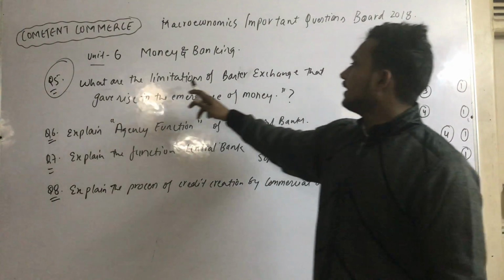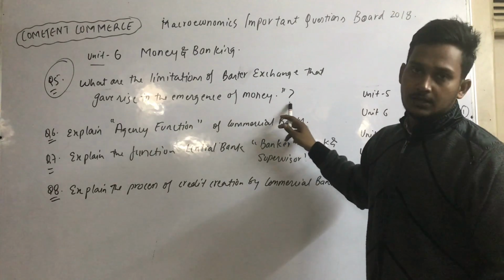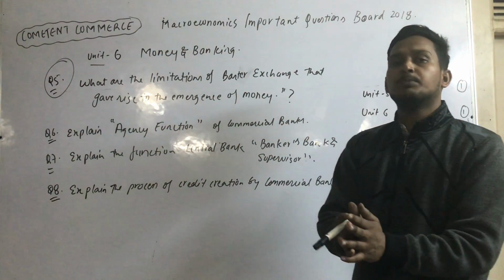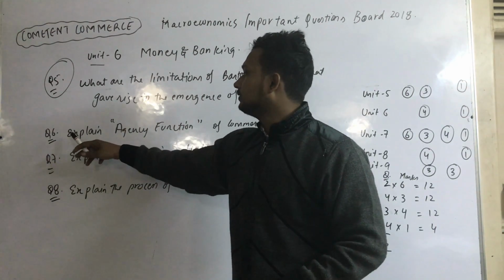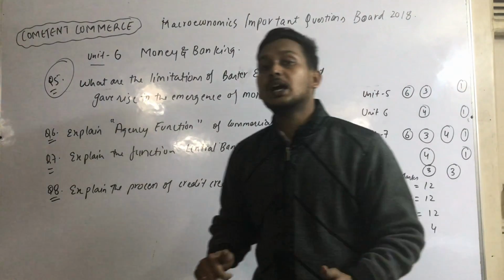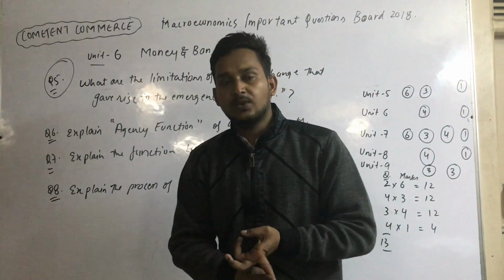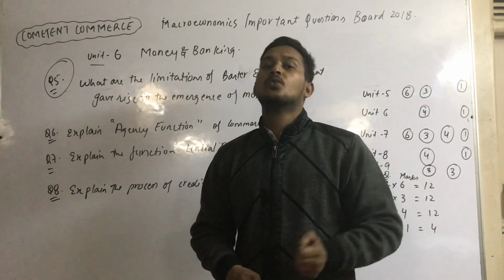Question number 5 is, what are the limitations of barter exchange that gave rise to the emergence of money? This sums up the whole of your money chapter. This question is important. This question can be asked in your examination. Question number 6 is, explain agency functions of commercial banks. We have studied that commercial banks have two kinds of functions. First is your primary function, second is your secondary function. Secondary functions are further classified into 4 categories.